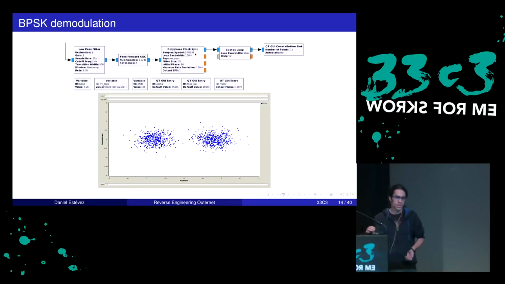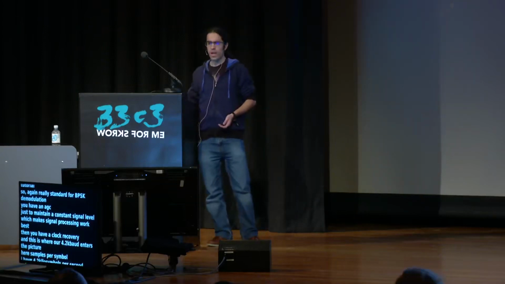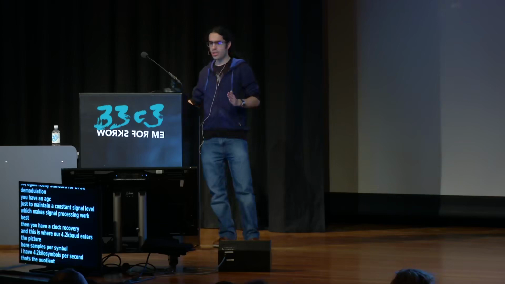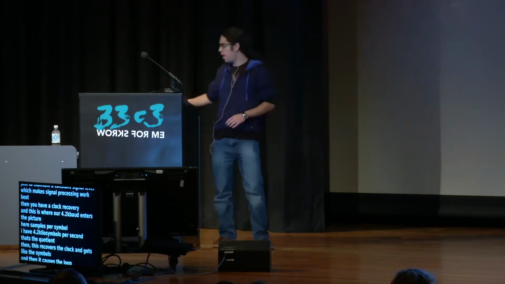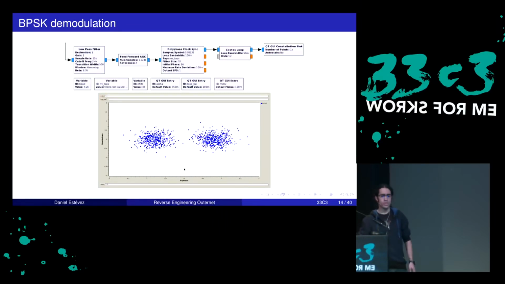And this is where our 4.2 kilobaud enters the picture. Here, samples per symbol works out to, well, I have so many samples per second in my recording. I don't recall how many. I have 4.2 kilosymbols per second in my signal, so that's the quotient. And then this recovers the clock and gets the symbols, and then a Costas loop for fine frequency tuning. So the frequency is slightly off, and it's always going to be. This constellation diagram wouldn't be still, it would rotate like this, and you don't want that, so the Costas loop takes care of that.